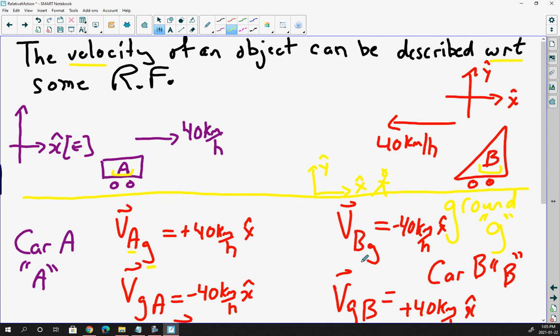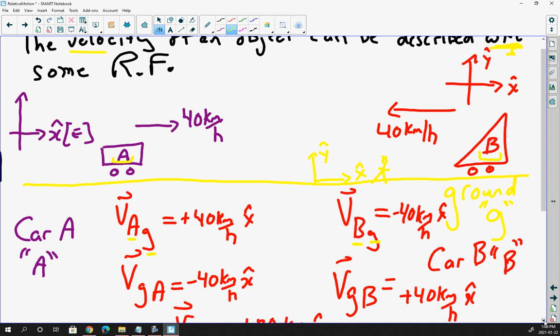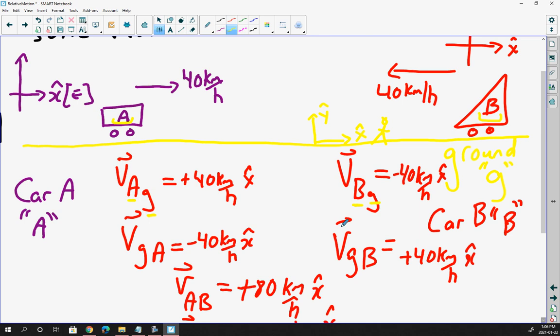Well, how about right here? The velocity of car B with respect to the ground, WRT, with respect to, okay? Well, this person here is watching this car B move at negative 40 kilometers an hour x hat, because it's moving in the negative x hat direction. So now what I'm going to ask you to do is turn that on its head.